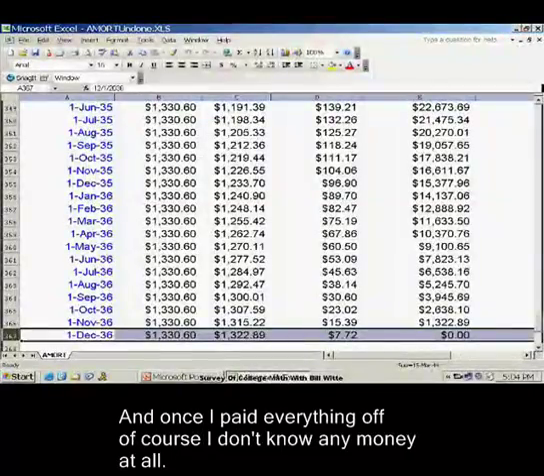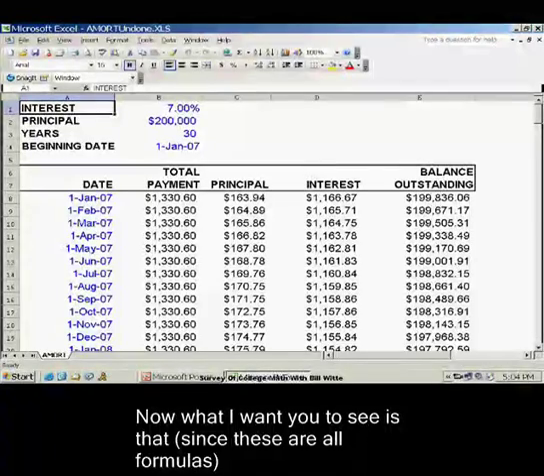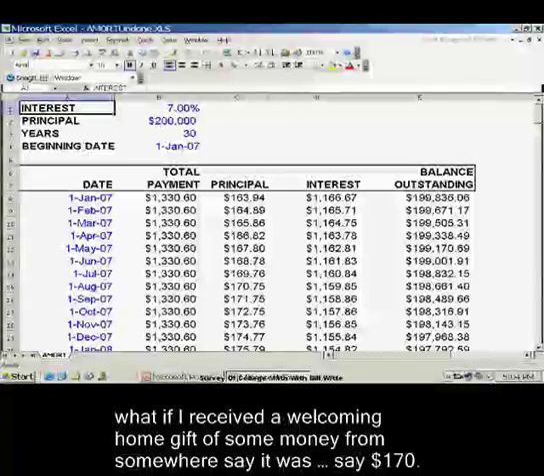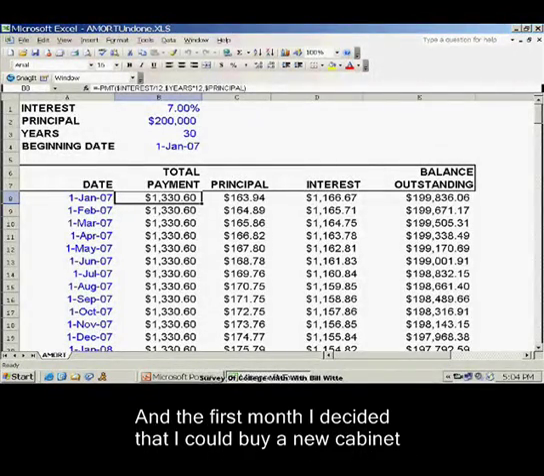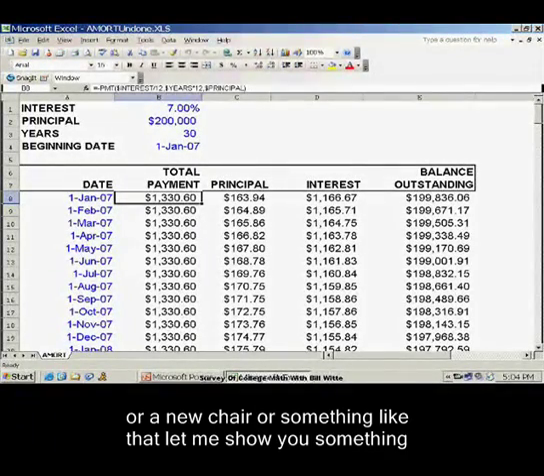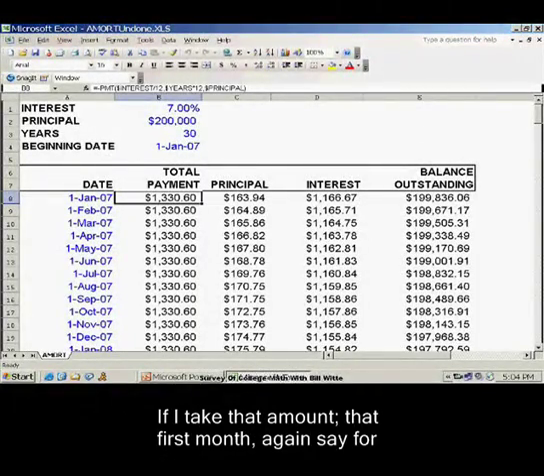Okay? Now what I want you to see is that these are all formulas. So what if I got a welcoming home gift, or whatever you would call that, and I got a couple of them. And that first month I decided, you know what, I got about $170 total from people, and I could buy a new plant or a new chair or something like that. But let me show you something else you might be able to do. If I take that amount that first month, that I'm going to say I got $170 total from everybody.